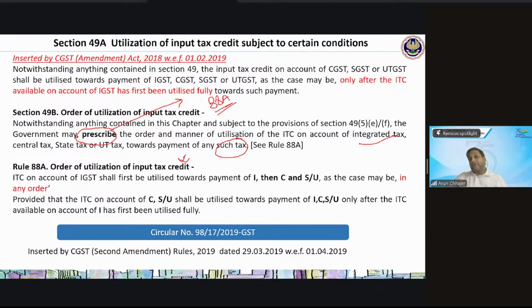What does it mean? Try to understand. It means I can say that understanding the utilization order on the current date is also very typical. How? Try to understand. First, you told me that 49B will override 49A. Just confirm once again, right?